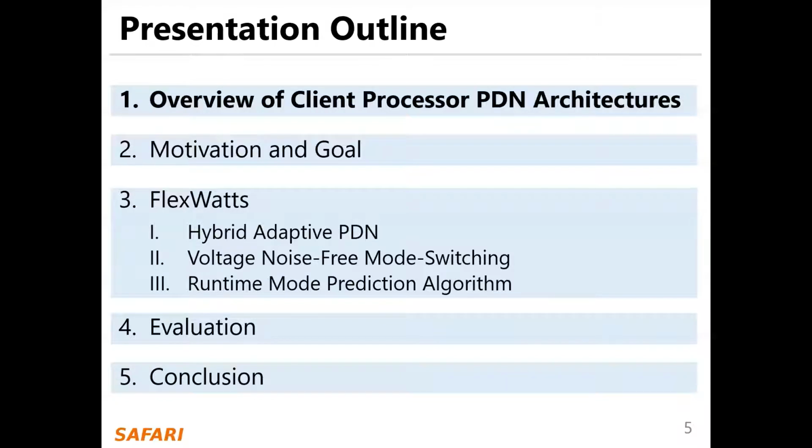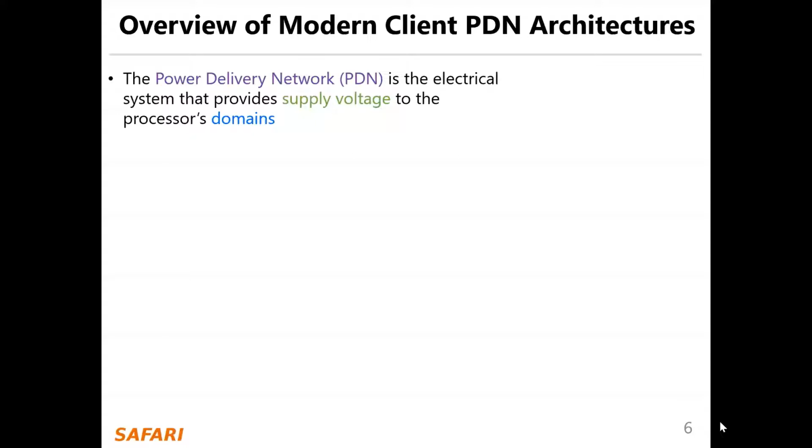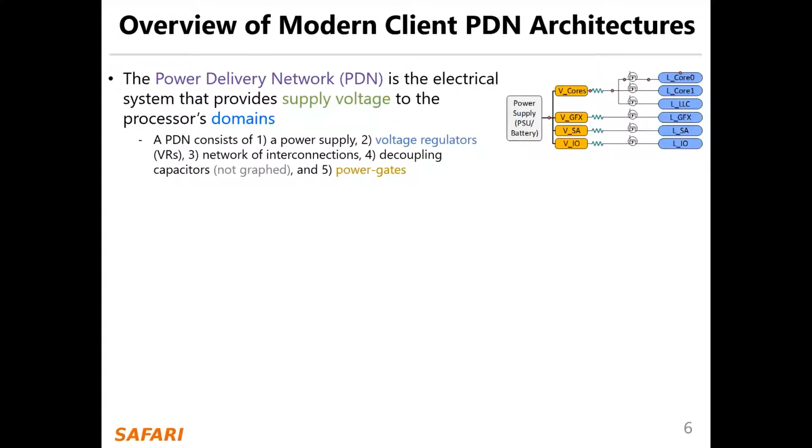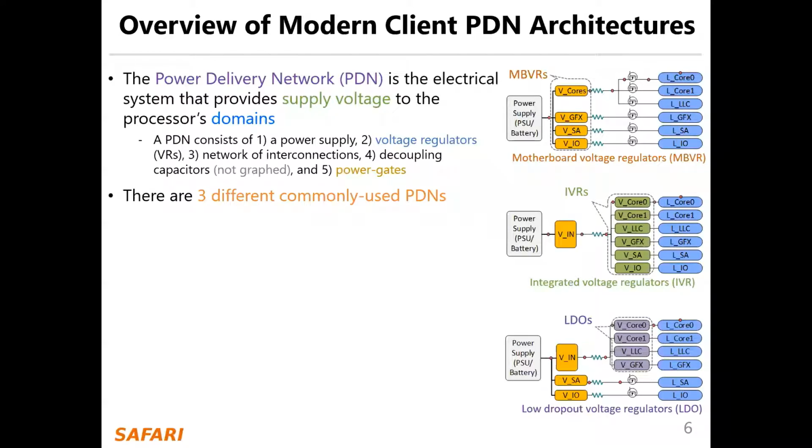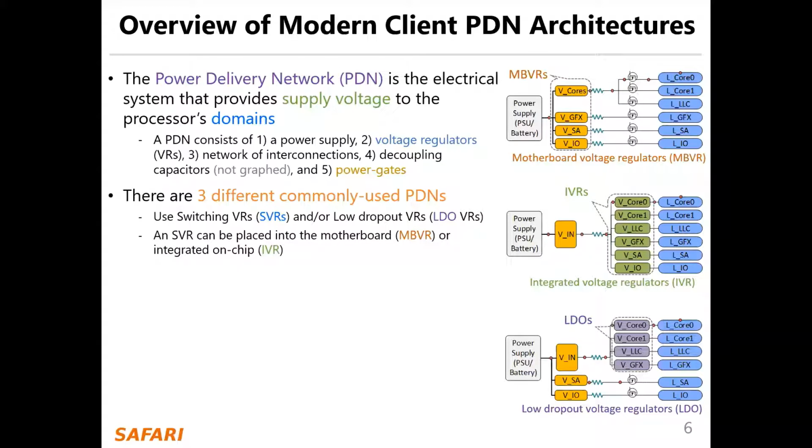I will begin with a brief overview on client processor PDN architectures. The power delivery network is the electrical system that provides supply voltage to the processor's domains. A PDN consists of a power supply, voltage regulators, network of interconnections, decoupling capacitors, and power gates. There are three different commonly used PDNs. PDNs normally use switching voltage regulators and/or low-drop output voltage regulators. An SVR can be placed on the motherboard, which is called MPVR, or integrated on-chip, which is known as IVR.